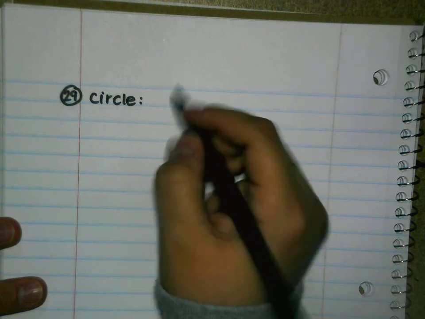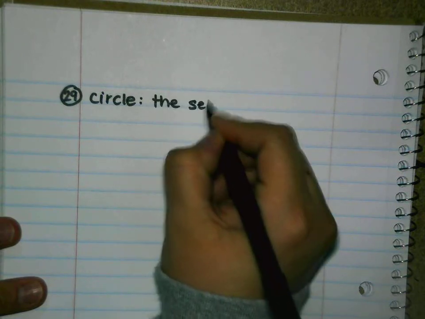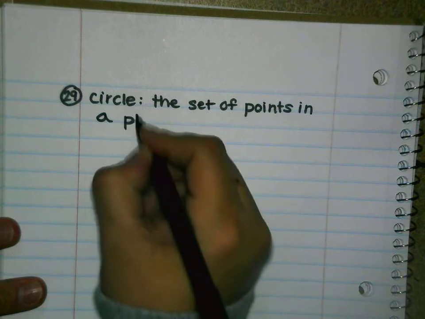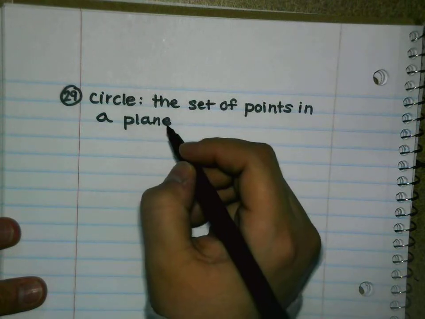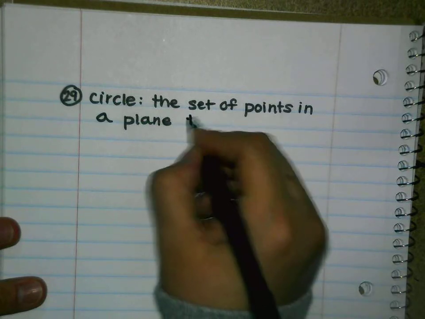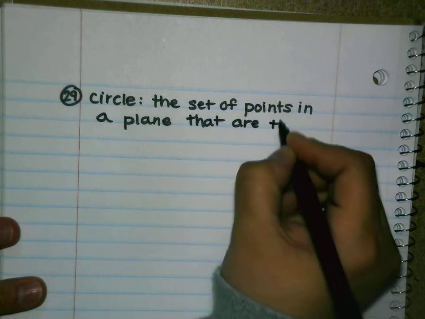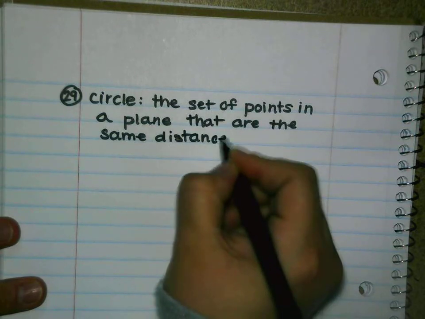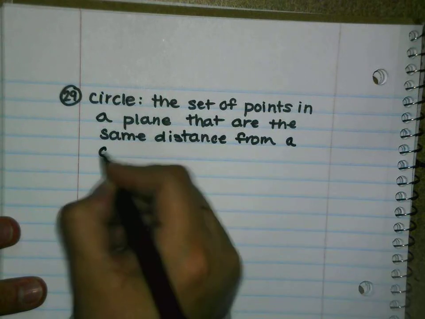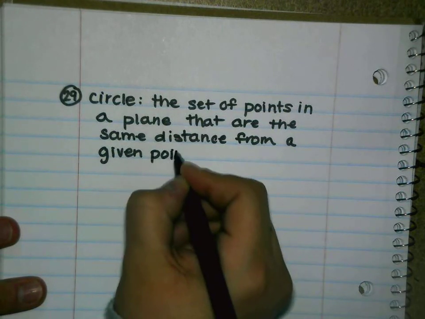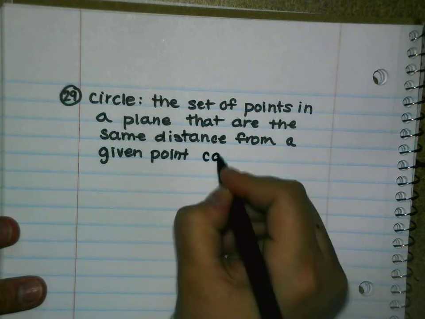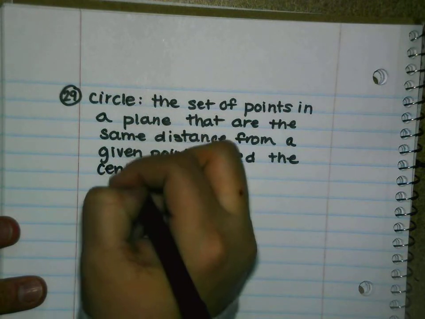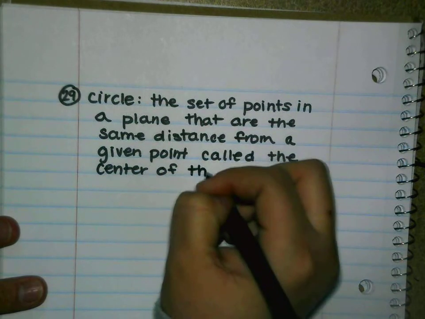A circle is the set of points in a plane that are the same distance from a given point, and that given point is called the center of the circle.